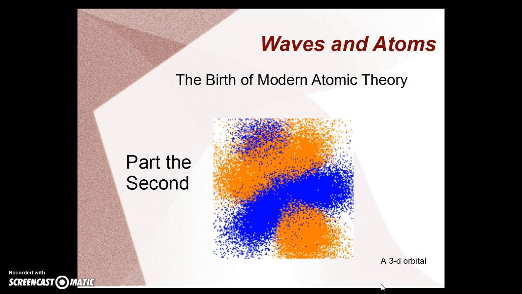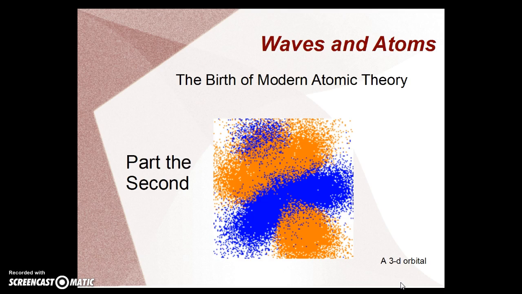This is part 2 of our exposition, Waves and Atoms, the Birth of Modern Atomic Theory. In the previous part, we reviewed some of the early models of the atom. We saw that the Bohr model had some deficiencies, particularly it couldn't predict the proper energy level transitions that we were seeing in the various emission spectra.